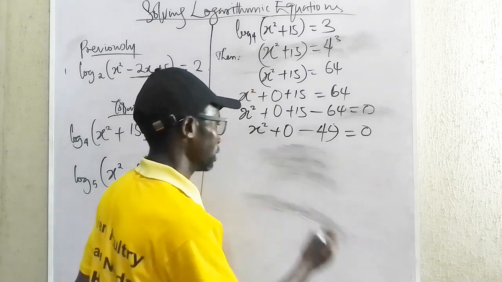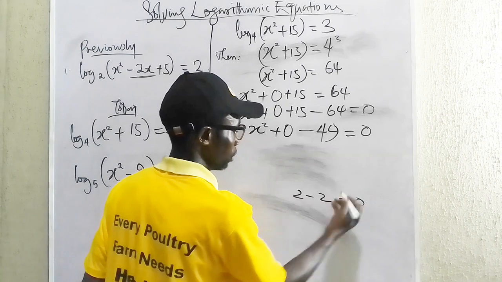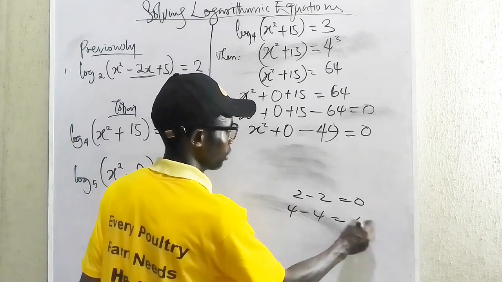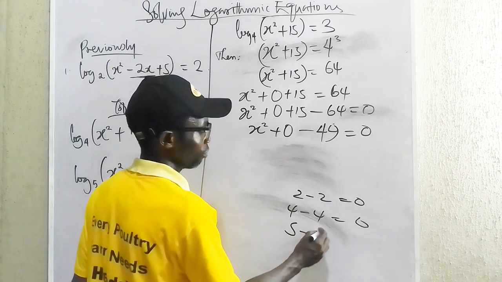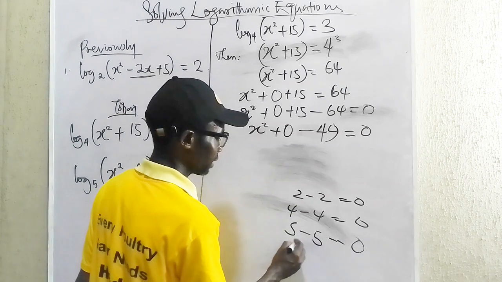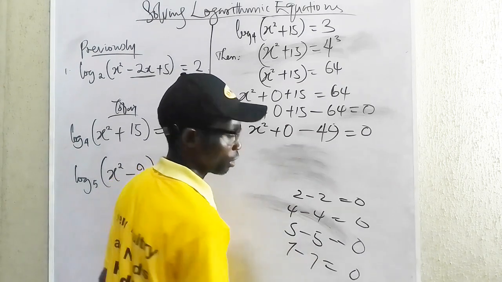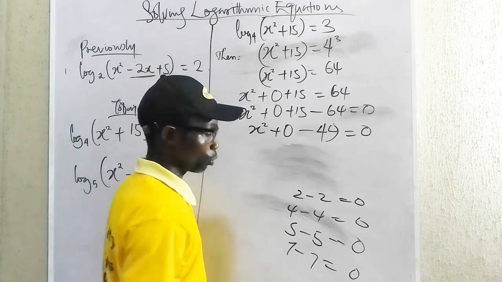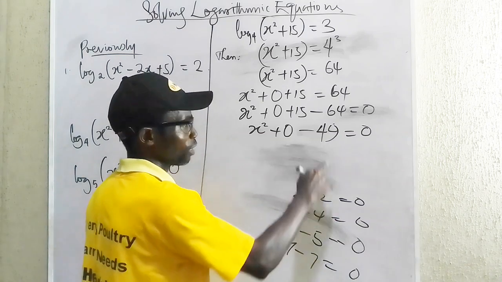For example, 2 minus 2 will give you 0. 4 minus 4 will give you 0. 5 minus 5 will give you 0. 7 minus 7 will give you 0. Is that not true? So, which of these combinations multiplied will give you 49?